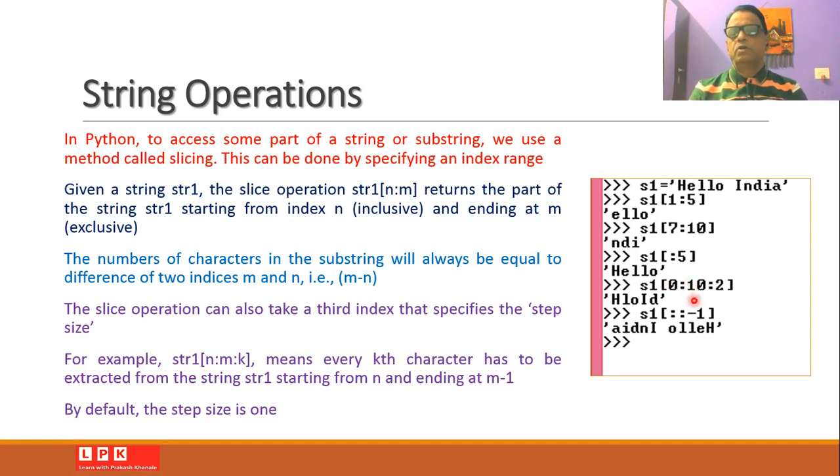If I write the operation on the Python prompt S1[0:10:2], then in that case we will get the answer "HLOID", because it will access the string S1 from the index 0 to 10 with step 2. If I write S1[::-1], then you will find that we will get exactly the reverse string. That is, the original string is "Hello India", and we will get exactly the reverse string after this operation.